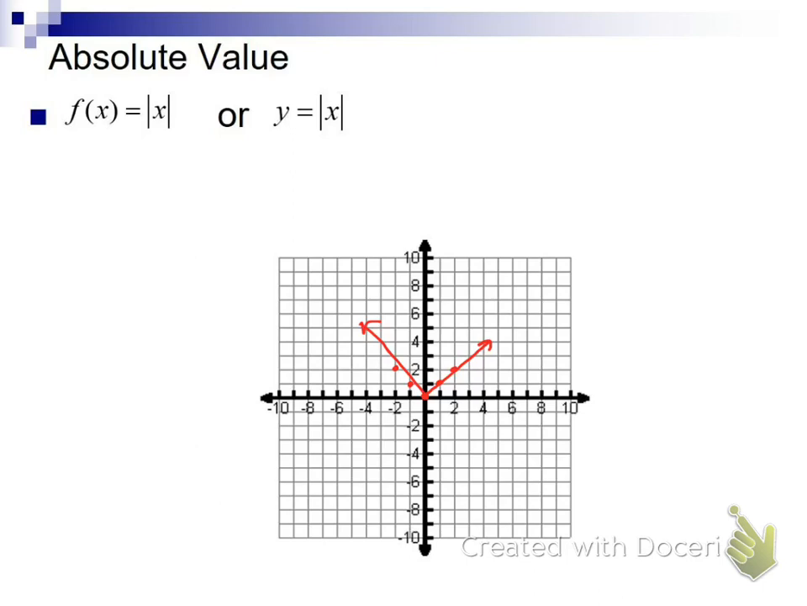And domain, Cole, what would the domain be? Negative infinity to positive infinity. Very good. And our range would be what, Mr. Coyne? Inclusively 0 to infinity. So just like the parabola to start with, right?